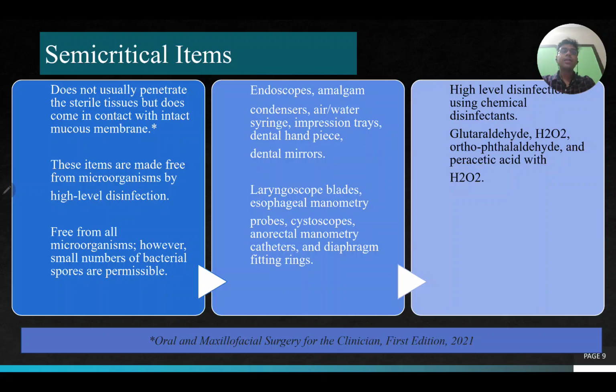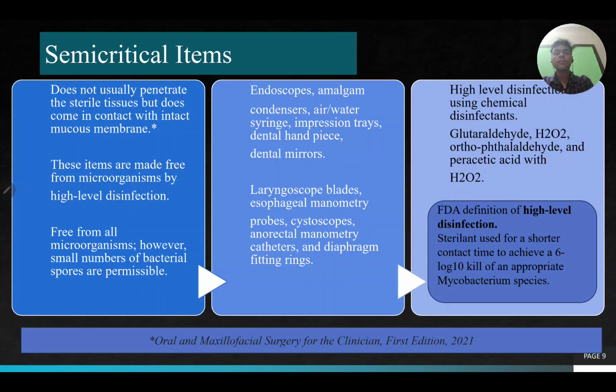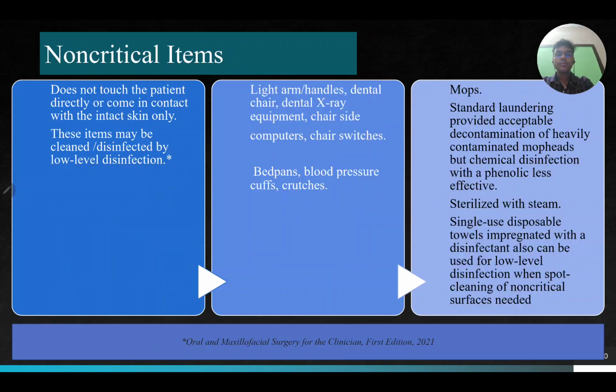These require high-level disinfectants using chemical disinfectants. These include glutaraldehyde, peroxide, orthophthalaldehyde, and peracetic acid with H2O2. High-level disinfectants, according to the FDA, that is Food and Drug Administration, are sterilants which are used for a shorter contact time to achieve a 6 log 10 kill of an appropriate Mycobacterium species.